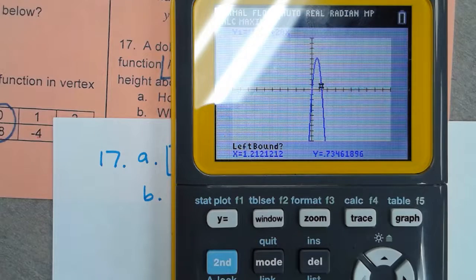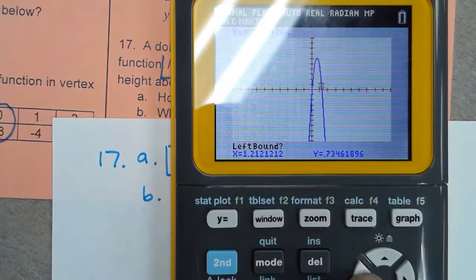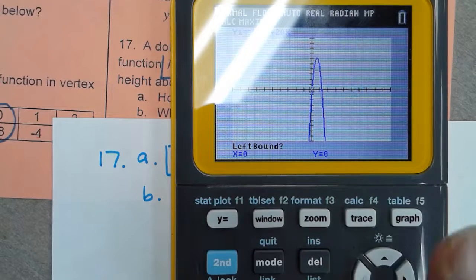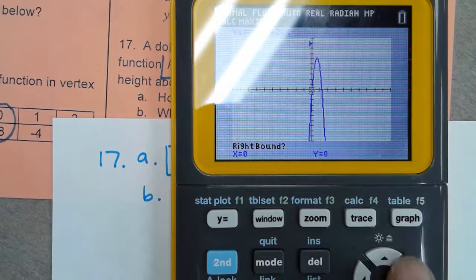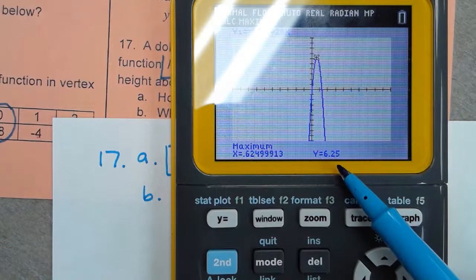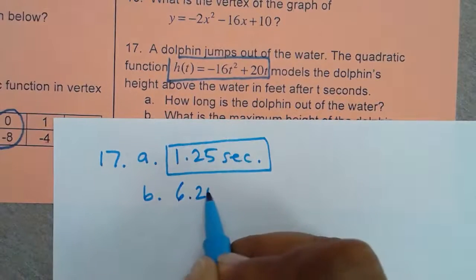Notice it says left bound. I'm not on the left side of that very top. You have to be on the left side of the top, and then we're going to go to the right side of the top. So I'm going to arrow to the left until I'm on the left side of this graph. Now I'm on the left side of that very top. Hit enter. Arrow to the right, so you're on the other side of that. Hit enter again. And then hit enter one more time, and that'll get you the top. The maximum is not an x value. Remember, maximums and minimums are the y value. So the height is 6.25 feet.